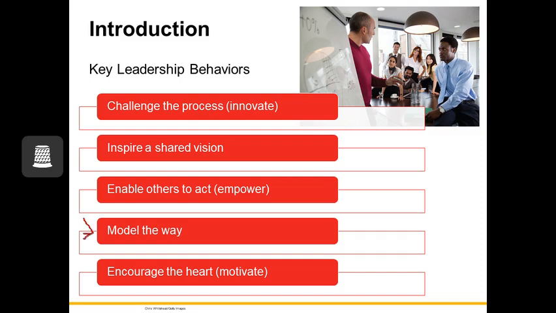We need to model the way. And this is one of the most difficult behaviors because whatever we model, our employees will emulate, but not quite at the same level. This means that we must always do our best in front of our people, but we can't get caught up in doing their jobs. For example, as a manager, I had to balance modeling the types of customer interactions I expected my employees to engage in with making sure that I was engaging in the management tasks that were required of me. All right, finally, we need to motivate or encourage the heart.